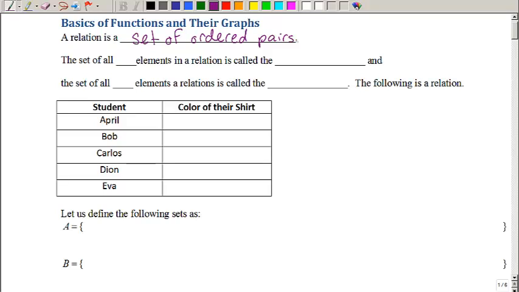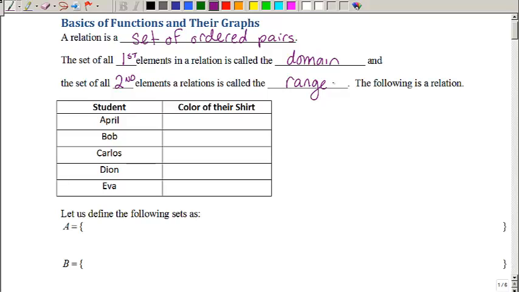Within that relation, we have two sets of groups. The set of all first elements in the ordered pair is called the domain, and the set of all second elements in the relation or in the ordered pair is called the range.